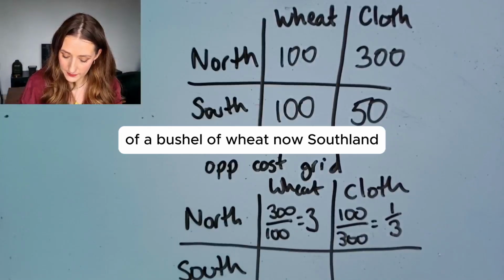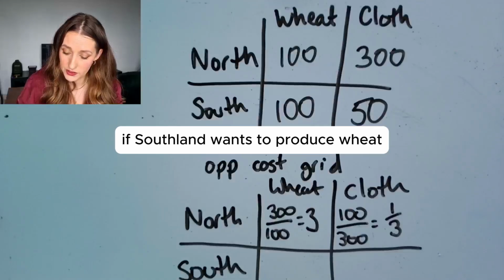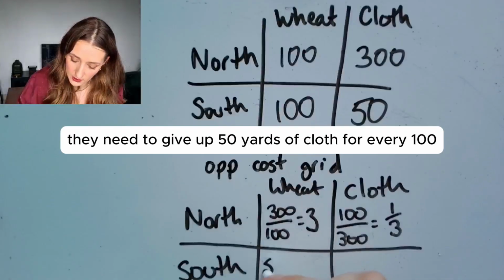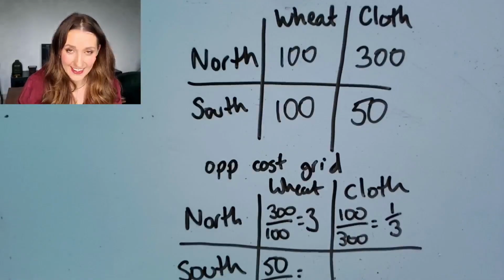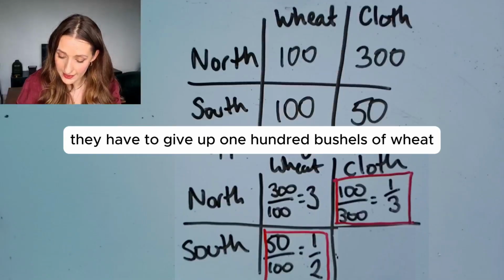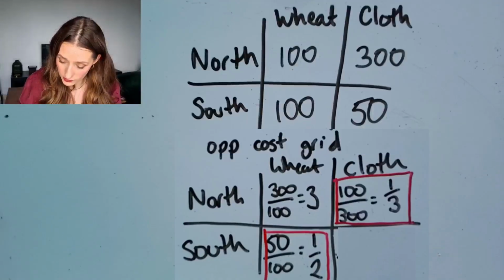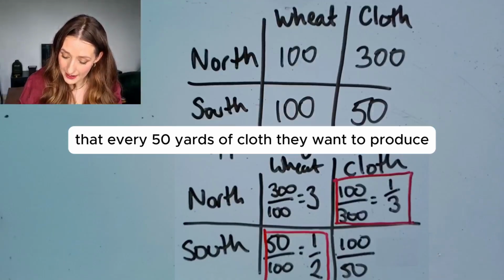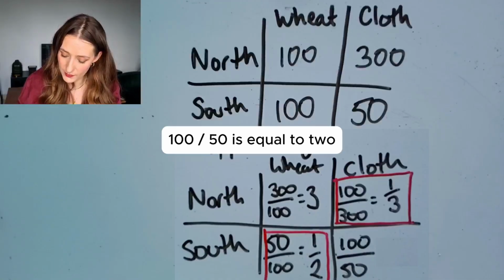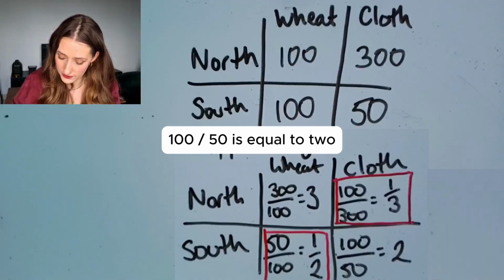Now, Southland. If Southland wants to produce wheat, they need to give up 50 yards of cloth for every 100 bushels of wheat. And that equals 1/2. If Southland wants to produce cloth, they have to give up 100 bushels of wheat for every 50 yards of cloth they want to produce. 100 divided by 50 is equal to 2.